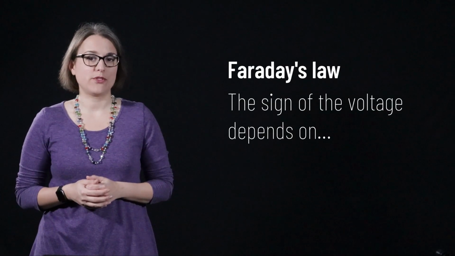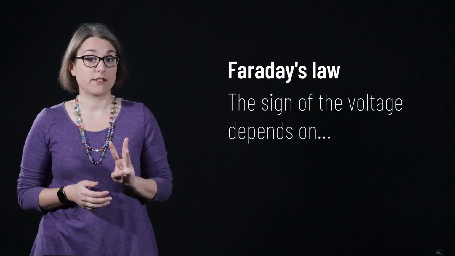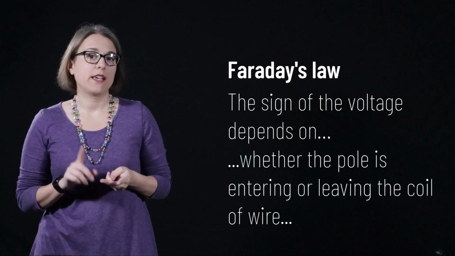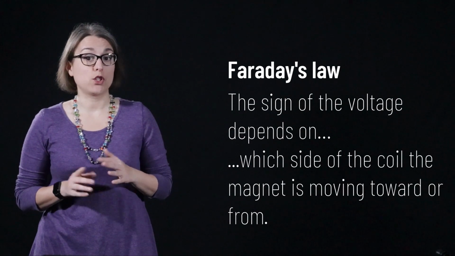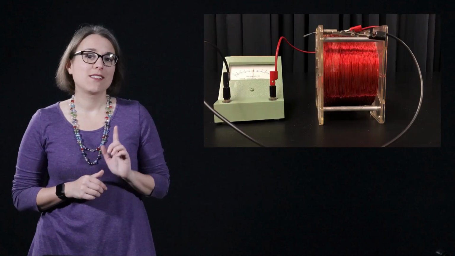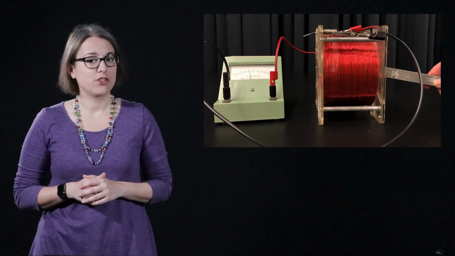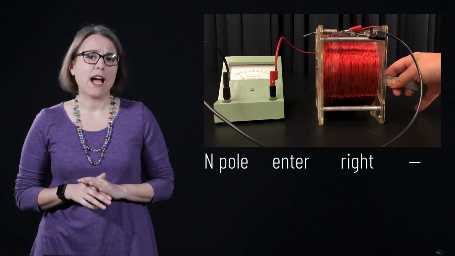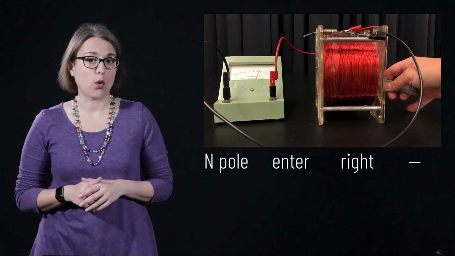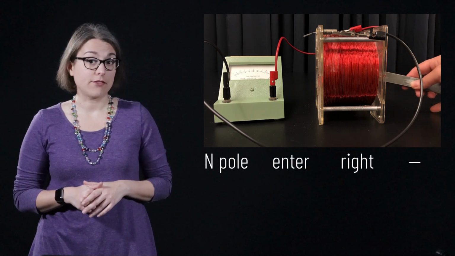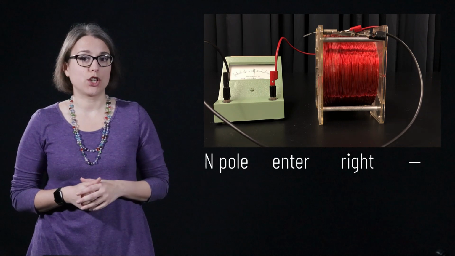The sign of the induced voltage has to do with three things: which pole, if it is entering or leaving, and which side of the coil it is moving toward or away from. Let's take a look at how these effects change the sign. When I move the north pole of the magnet into the right side of the coil, the galvanometer deflects left, which indicates a negative voltage and current.